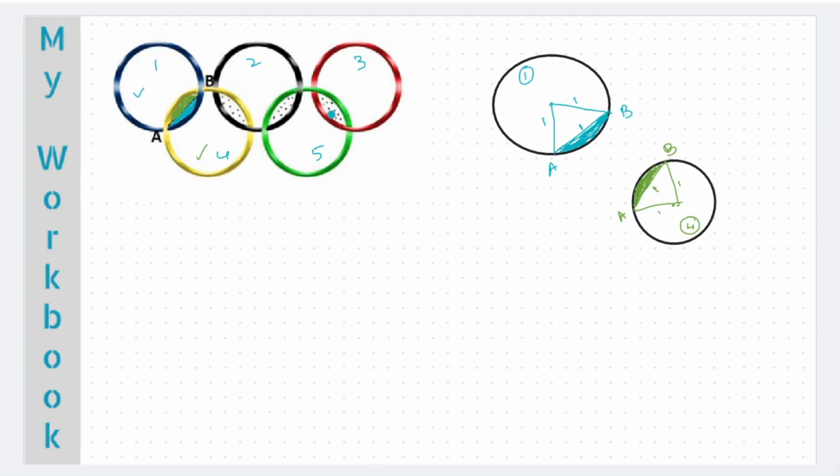So for each intersection, there are two segments where the length of the chord is 1. The radius of the circles are also 1. So totally in these dotted regions, we have 8 segments. So we just have to find the area of these 8 segments. In all the 8 segments, the radius is 1 and the length of the chord is also 1. So what is the area of one segment?